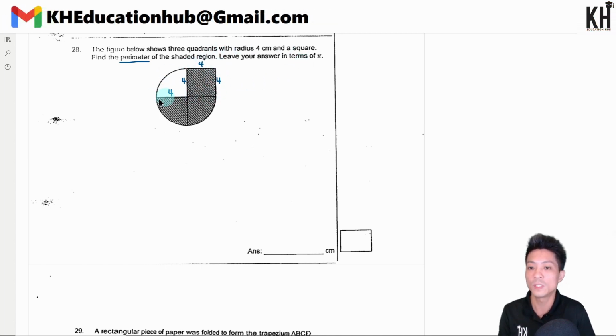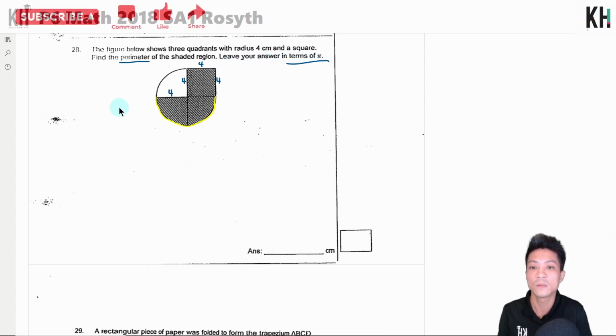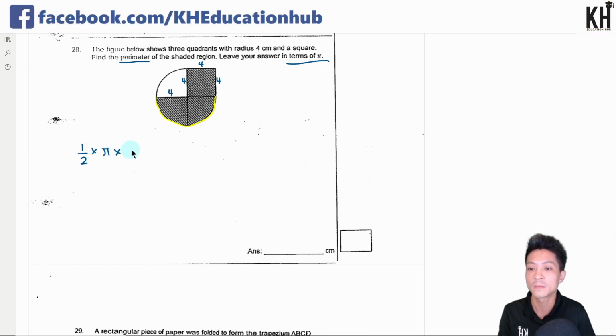So I've marked out the straight lines, and I only need to find the circumference of the curved semicircle over here, right? If they want you to leave your answers in terms of pi, that'll be slightly easier. To find the circumference of the semicircle, I'm going to use half times pi times d. The diameter will be 8 cm.